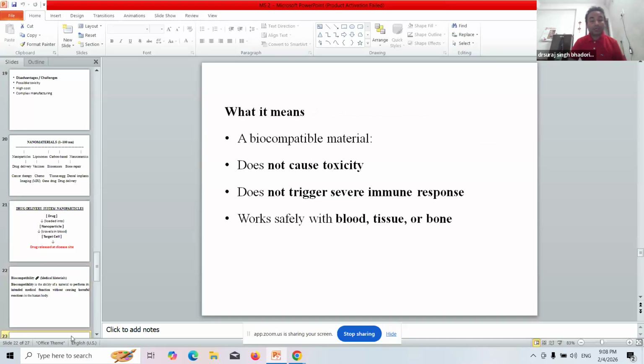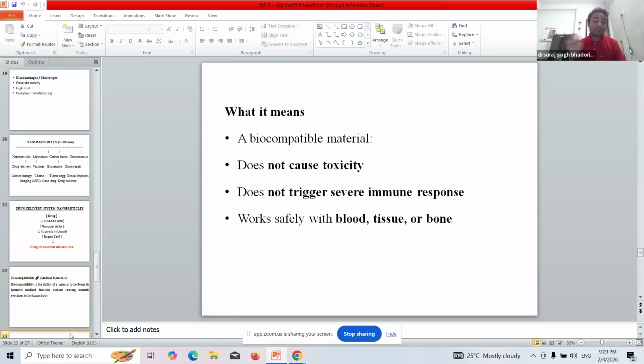Next, what is a biocompatible material? It does not cause any toxicity, and it does not trigger a specific immune response. It generally works on the safer side, with the bloodstream, with the tissue, with the cell, with the bone. So these are very important, meaningful parts of such a strong biocomposition. So this is the basic aspect of biocompatibility.